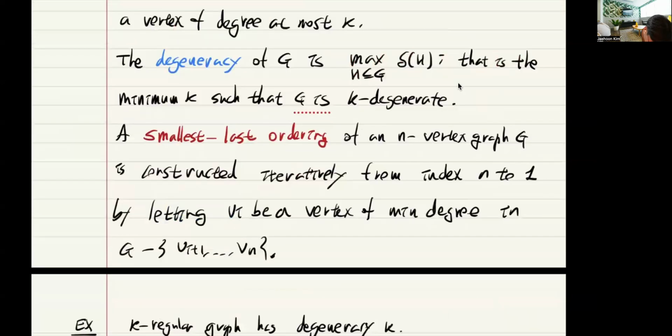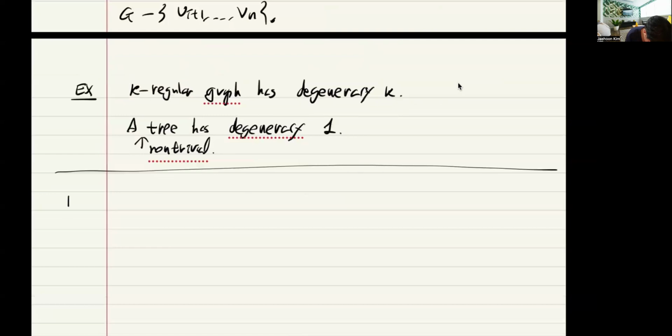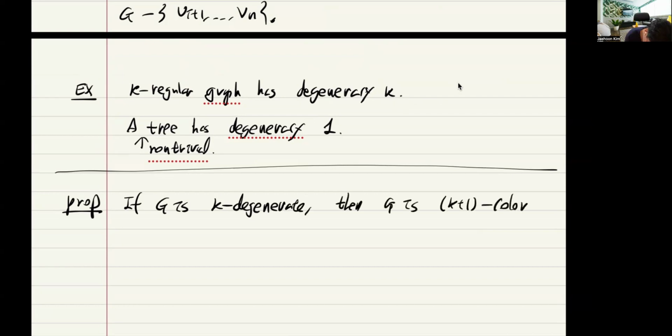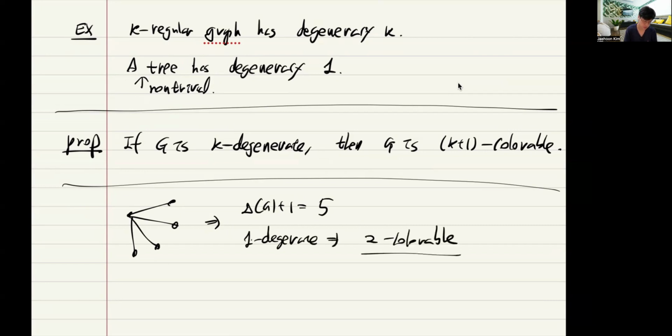Then what do we have? Using this concept, if you apply this proof again, it's easy to check that the following property holds: if G is k-degenerate, then it is (k+1)-colorable. The proof is identical to the previous proposition. For example, if the maximum degree is 3 and you apply maximum degree plus 1, that gives 4, or 5. But this graph is 1-degenerate, so it is 2-colorable. Here is a better bound.